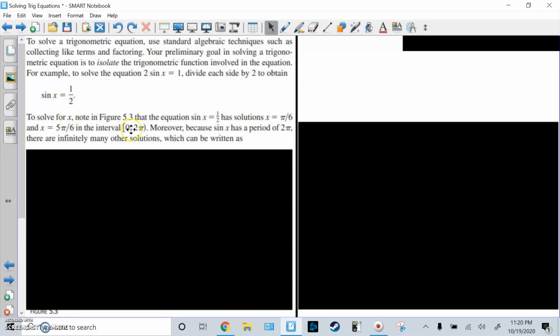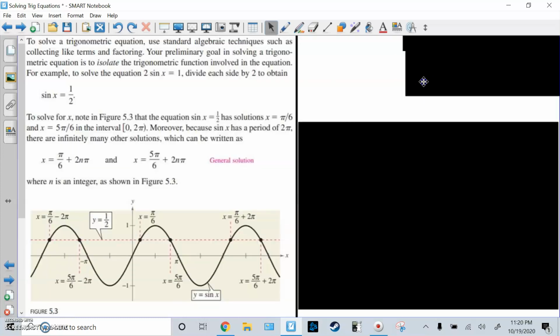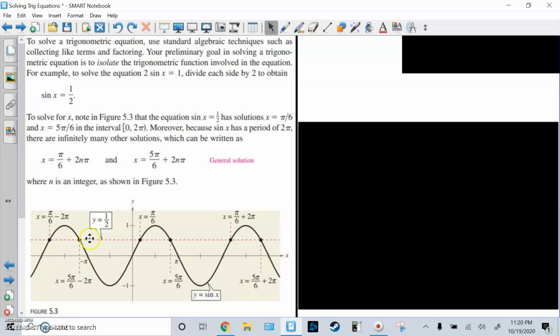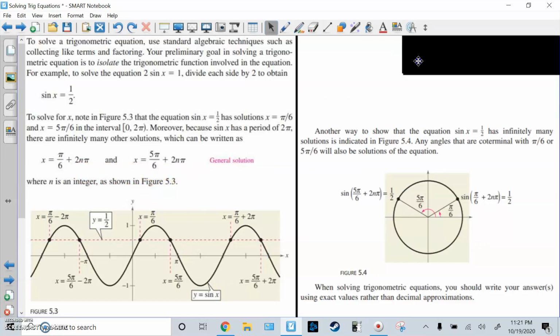Now that's on the interval from 0 to 2 pi, but sine has a period of 2 pi and there's infinitely many solutions. So you might see this, because it crosses 1/2 infinite times. If we don't just want the first period, we want all periods, you're going to say plus 2 pi n. You can also think about this on the unit circle. It's 1/2 right here and right here, but it's 1/2 here at pi over 6, and then every period, plus 2 pi, you get the same spot, coterminal angles.